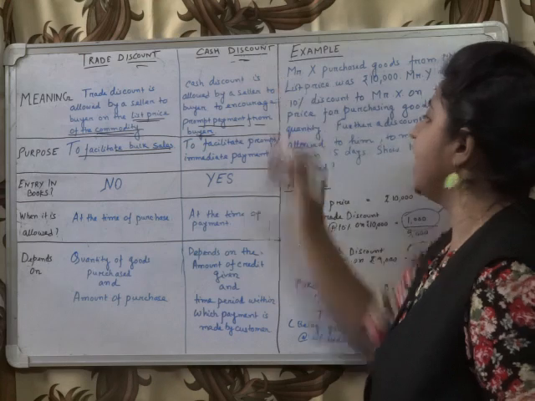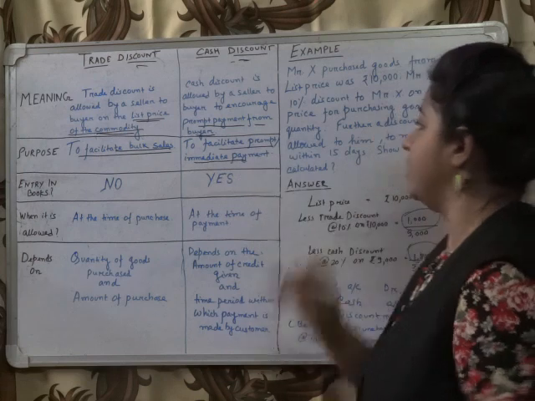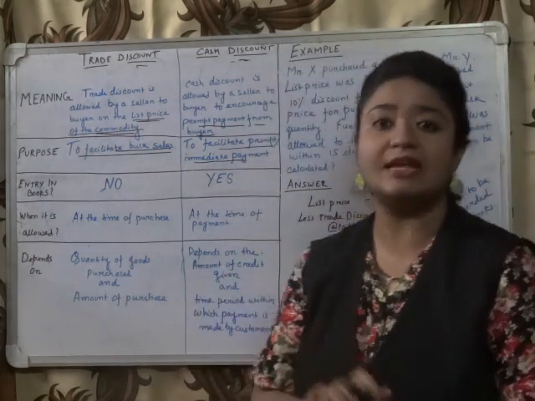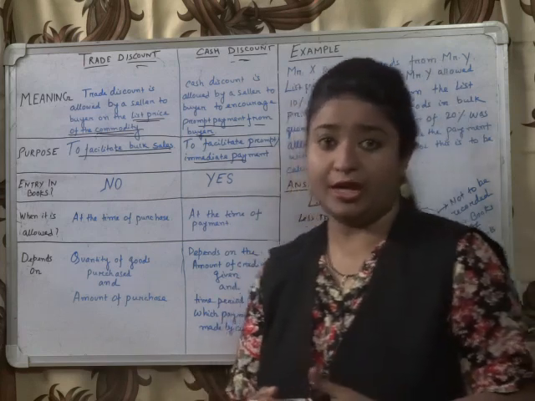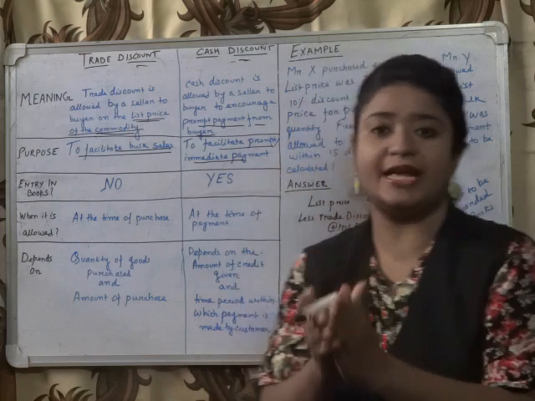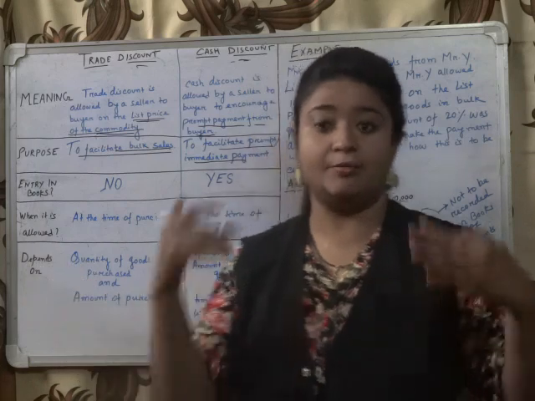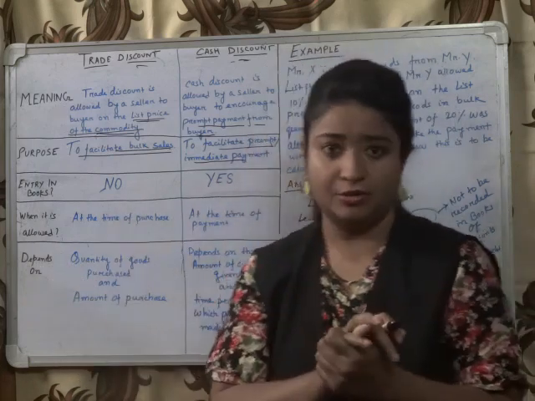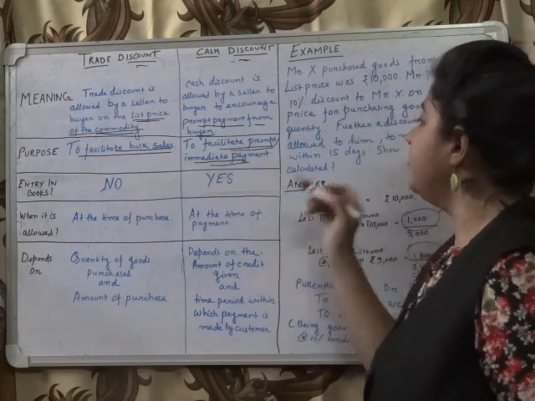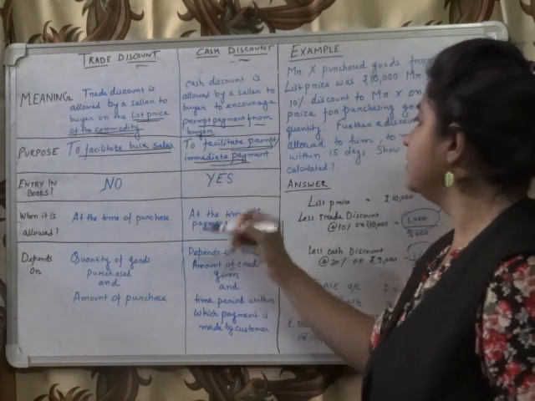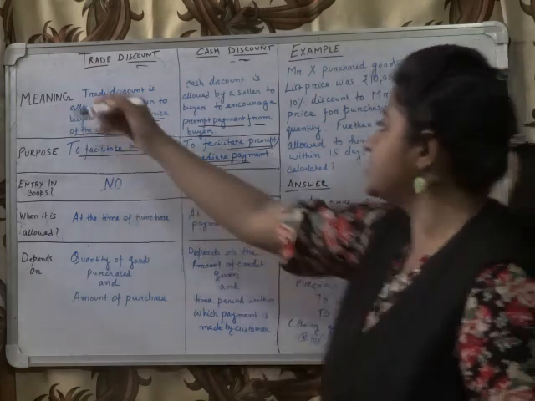Now, what is the purpose of cash discount? To facilitate prompt or immediate payment, so that the seller gets immediate payment from the buyer, and the credit period does not extend so much. Because as long as the credit period extends, the money will be blocked in the hands of the buyer. So that the buyer makes immediate, prompt payment, that is the purpose of cash discount.